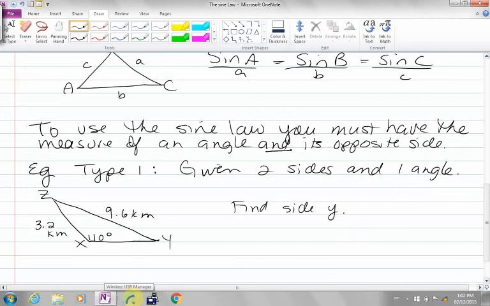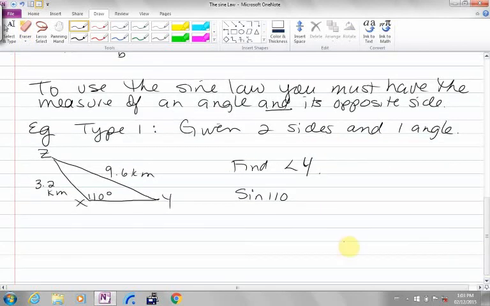So we need to set up the sine law. So the sine law says the sine of an angle. Oh yes, my apologies. What do we want? Let's find angle y. That's better. Yes, you're right, which would be a capital letter. My goodness gracious. What am I doing? Okay, so we're going to find angle y.